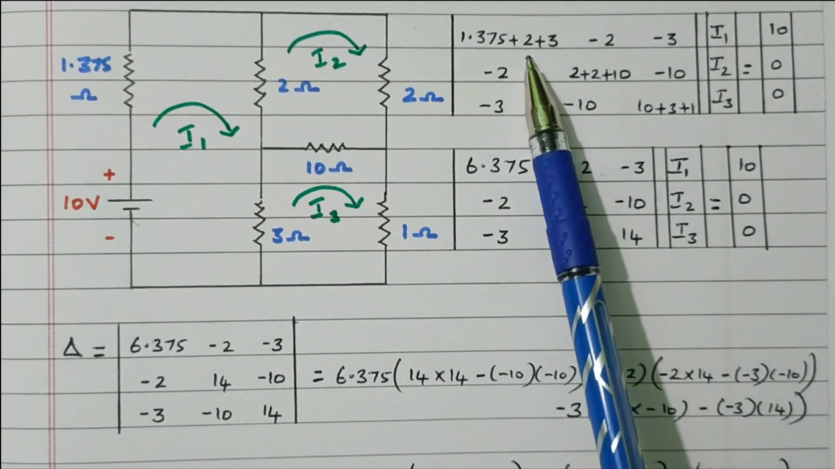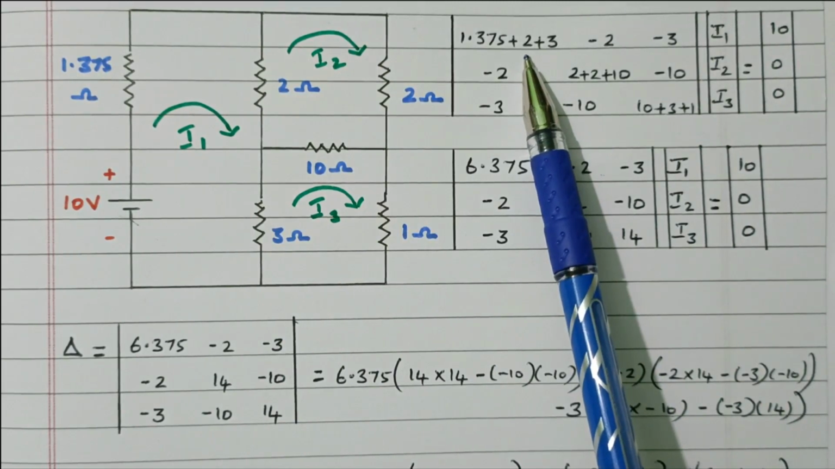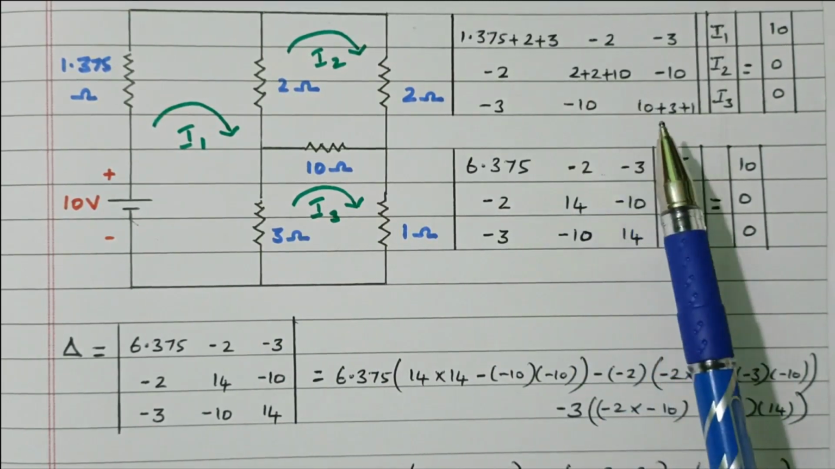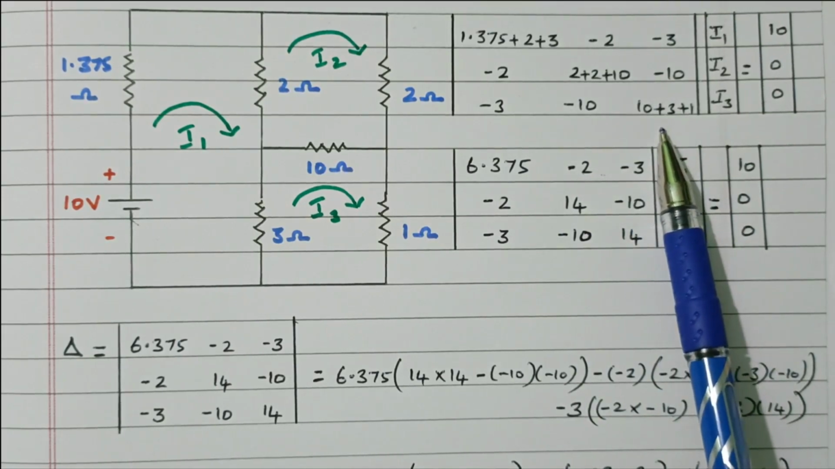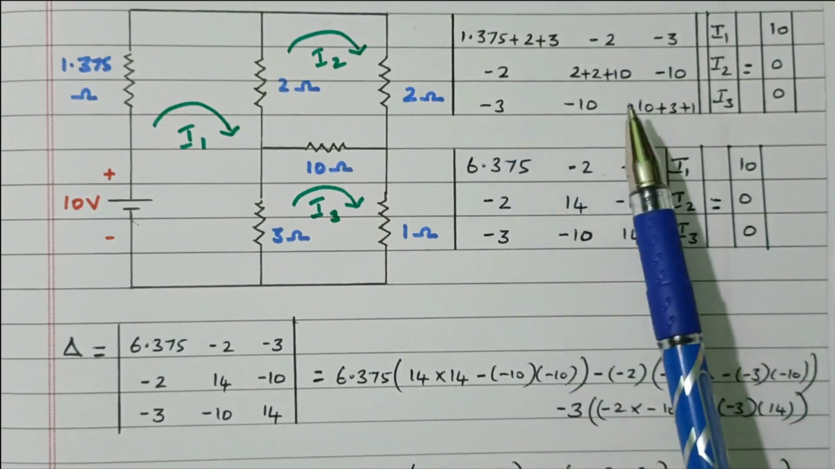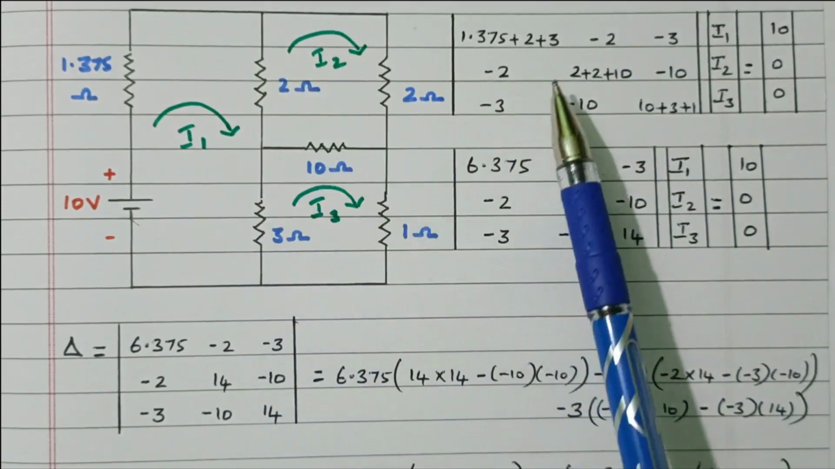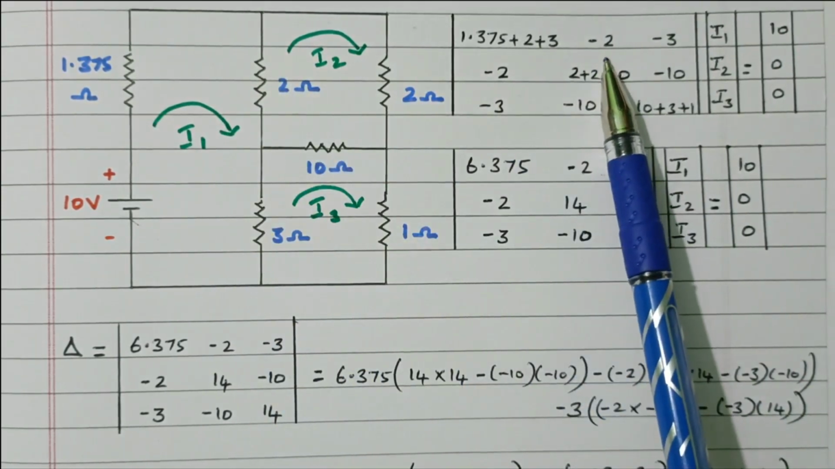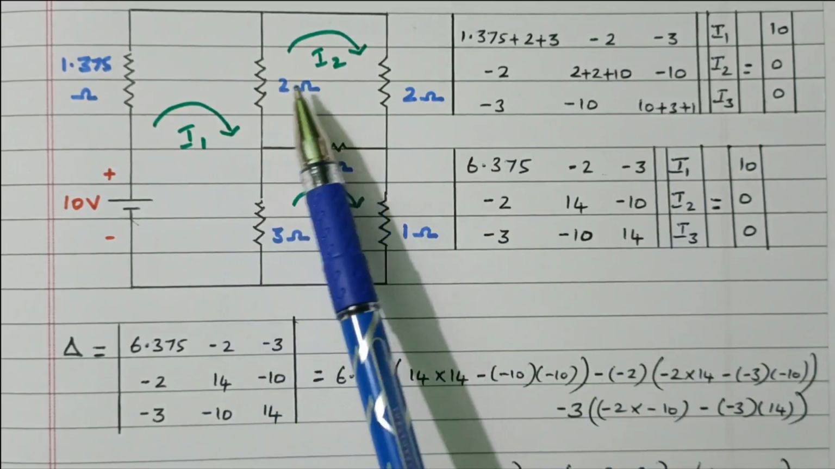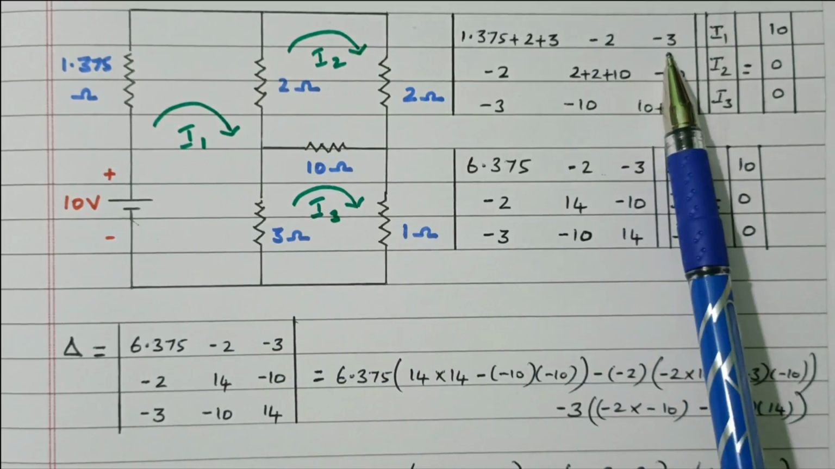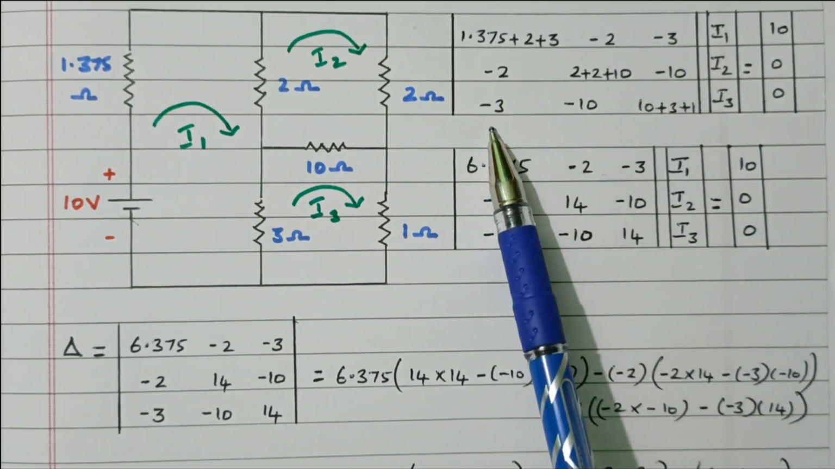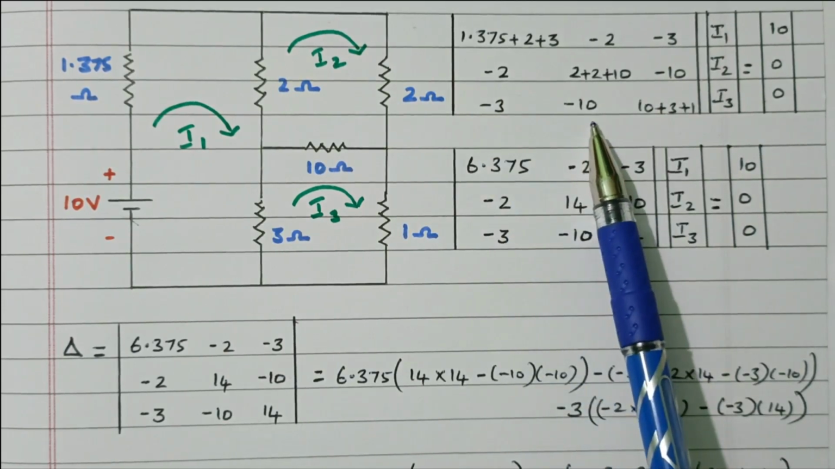Right? So this is R11, the total resistor available in loop 1. R22 is the total resistor available in loop 2. R33 is the total resistor available in loop 3. All are positive. All others are negative because of the same current direction. This is R12, the common resistor available between loop 1 and loop 2. Loop 1 and loop 2 is 2 ohm. Similarly, this is R13, R21, R23, R31, R32.